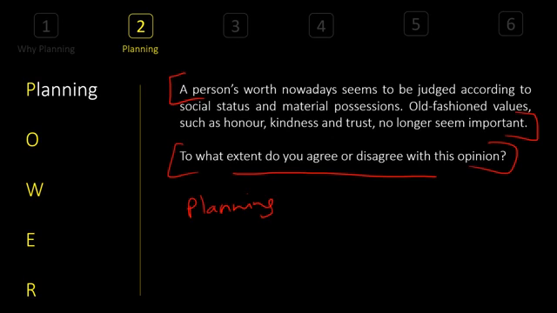A person's worth nowadays seems to be judged according to the social status and material possessions. Old-fashioned values such as honor, kindness, and trust no longer seem important. To what extent do you agree or disagree with this opinion? I say I disagree. Okay, in planning, you choose your side.